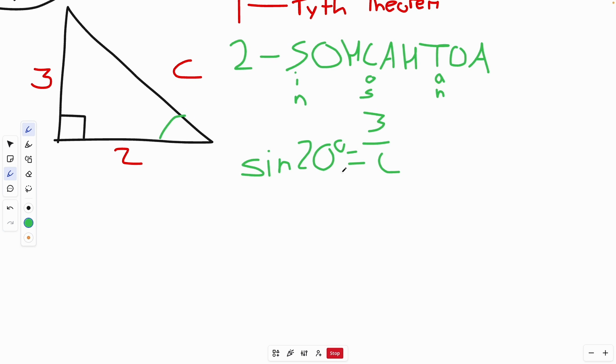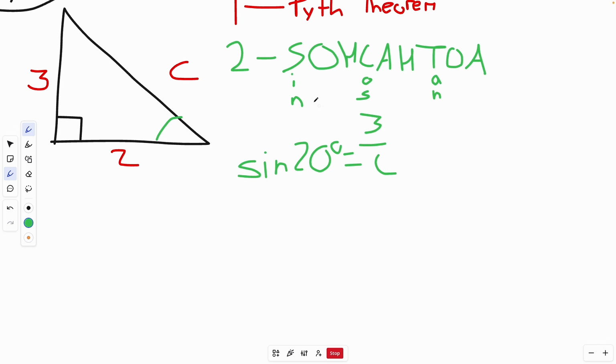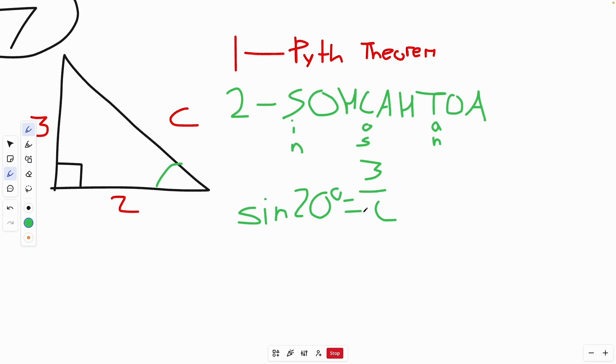And so with this, you could use cosine of 20, tangent of 20, whatever. You just have to make sure to match up what side you're given and what side you're trying to solve for. And again, you could put this in Desmos and solve for what C would have to be equal to by doing that. Third thing is 30, 60, 90.